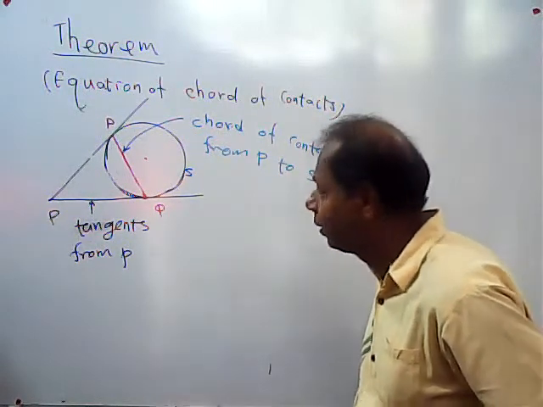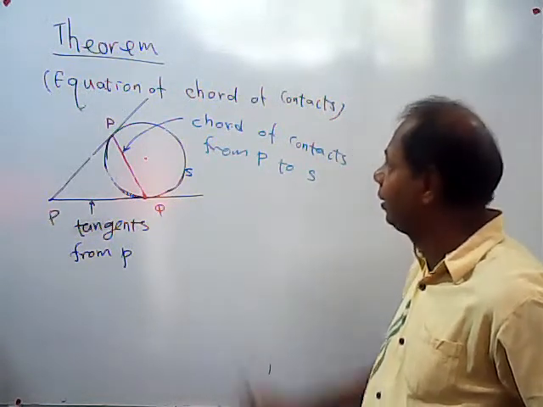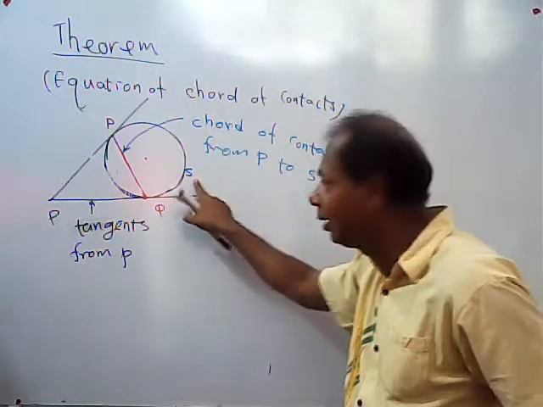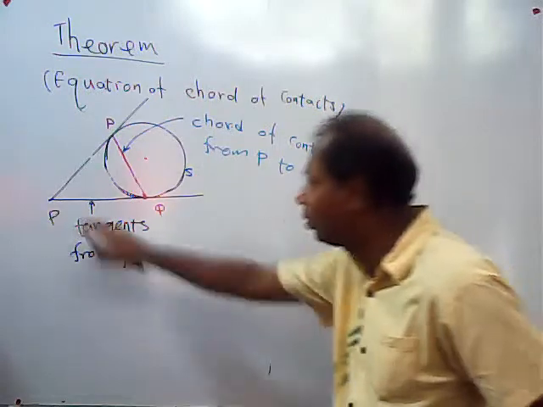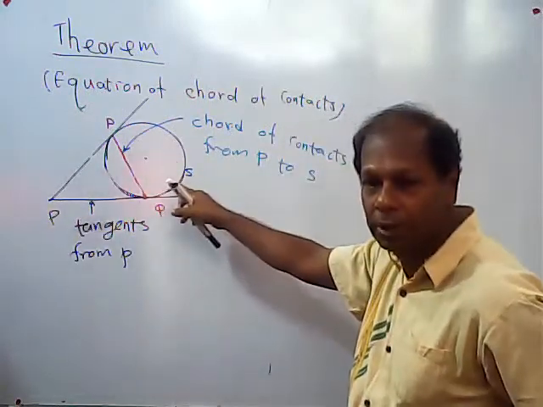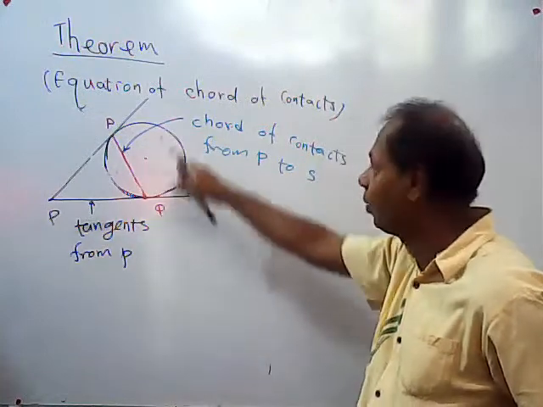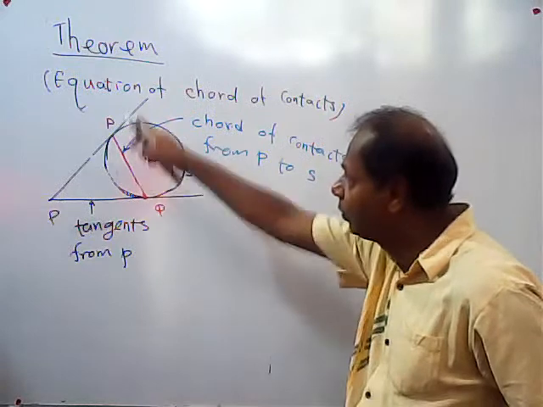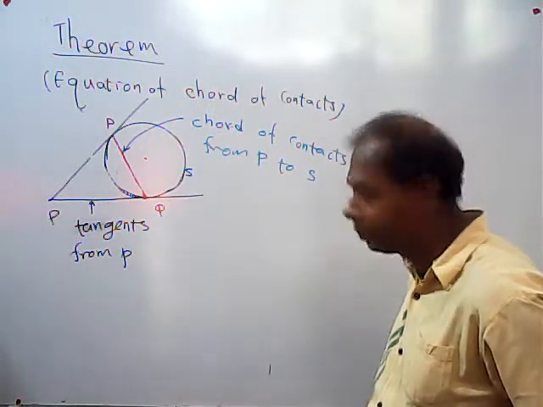But now the theorem is to find the equation of this chord of contact once you are given the equation of the circle and the coordinates of the point P. You know the coordinates of point P. You know the equation of the circle. Now how to find the equation of this chord of contact? The theorem is for that.